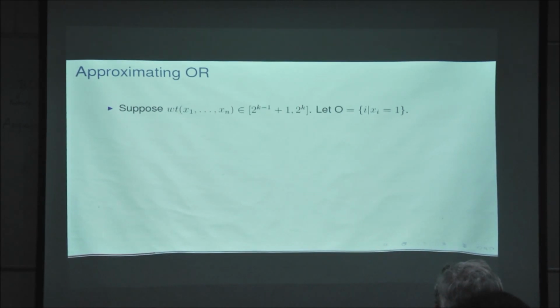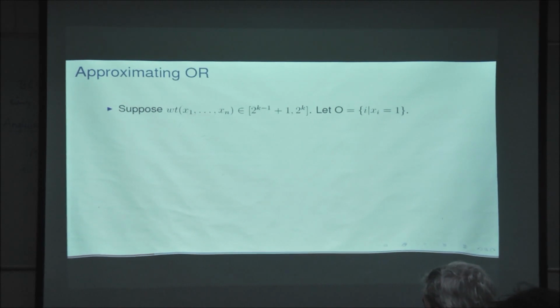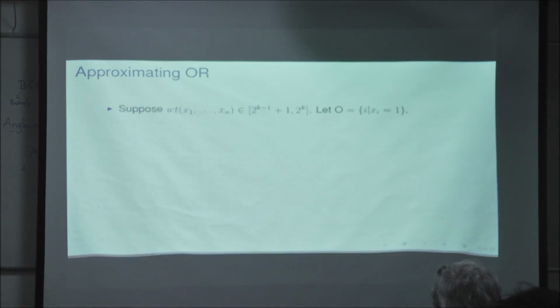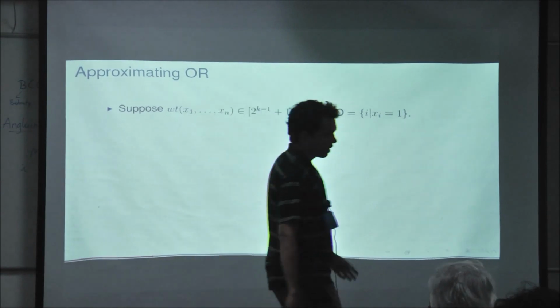So now what I want to do is approximate the OR function. Maybe I should just write down the definition of this probabilistic polynomial.